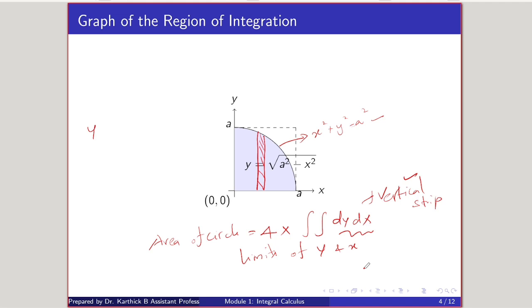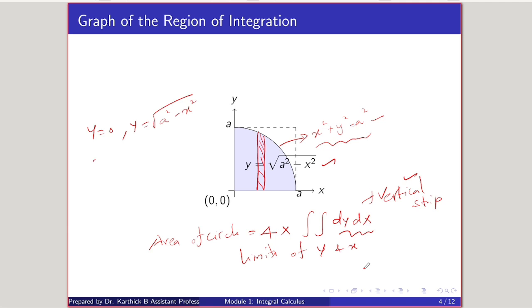First we want to find the limit for y. So the lower end of the strip is joined to the x axis. What is the equation of the x axis? y equal to 0. So it is the lower limit. Then you have to find the upper limit of y. So the upper end of the strip is joined to the circle. The equation of the circle is x square plus y square equal to a square. I need the value in terms of y. So it can be written as y equal to square root of a square minus x square. So the upper limit of y will be square root of a square minus x square.